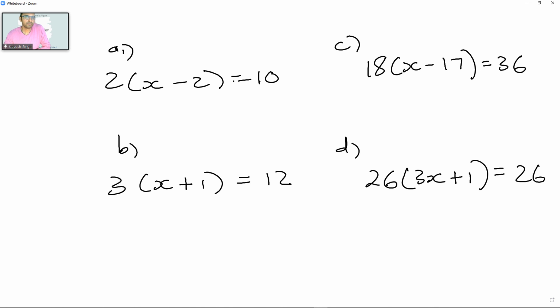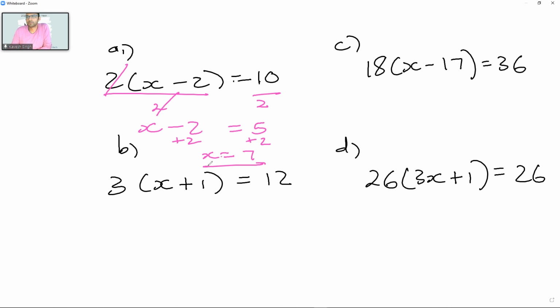All right, so let's look at the first one. The first one over here, I'm going to divide by 2 on both sides. And that's going to become x minus 2 equals 5. Then I plus 2 on both sides, and I get 7. So my final answer is x equals 7 for this one. Let's look at the next one.